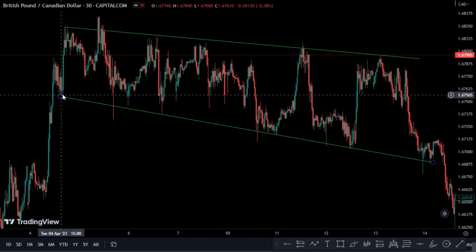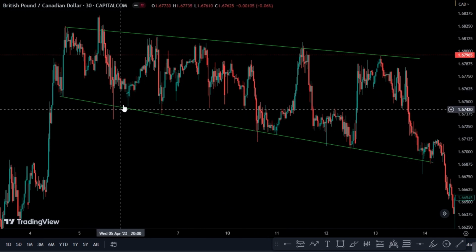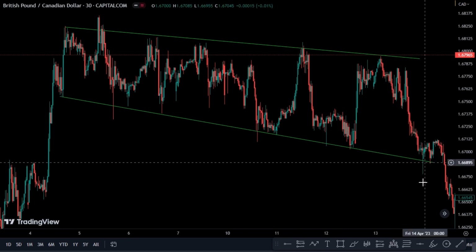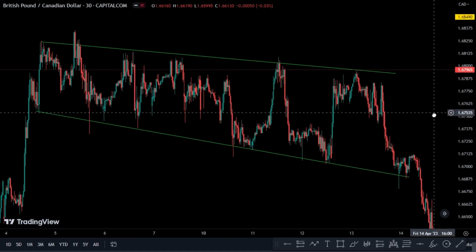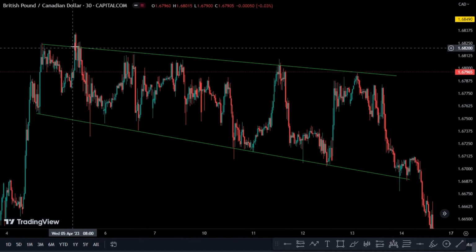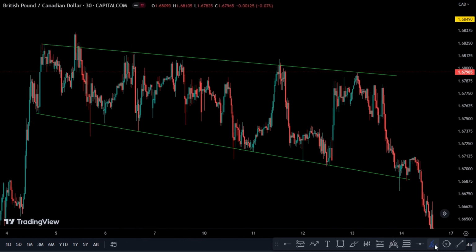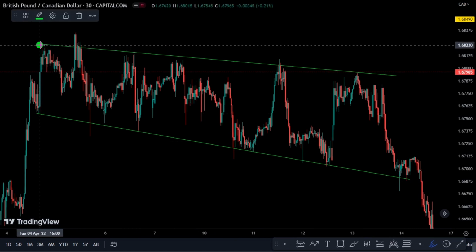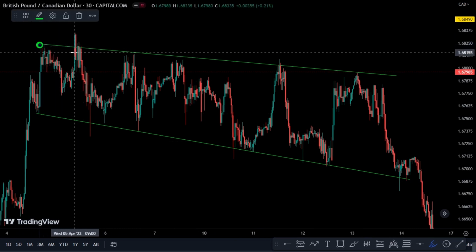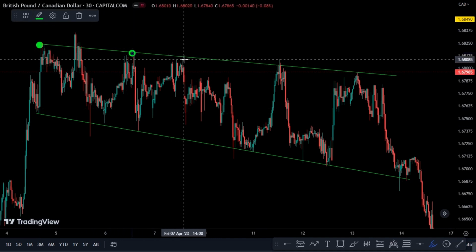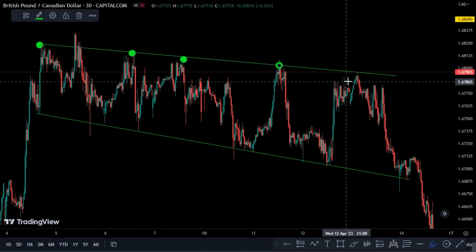As you can see here, it touched here, it touched here, it's also touched here, respected and respected here before it broke the structure. And if we look at the top, you can see that we also have it respecting the structure here, a fake out here, and then it came back below, respecting the structure.